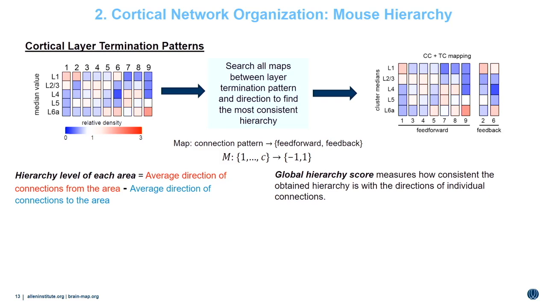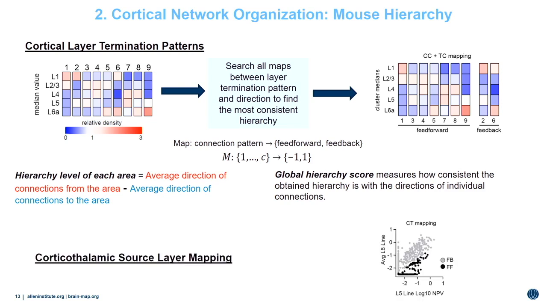And by obtaining the maximum global hierarchy score, or in other words, making the self-consistency highest, we can actually cluster these 9 different patterns into 2. One corresponds to feed-forward patterns, and the other corresponds to feedback patterns.